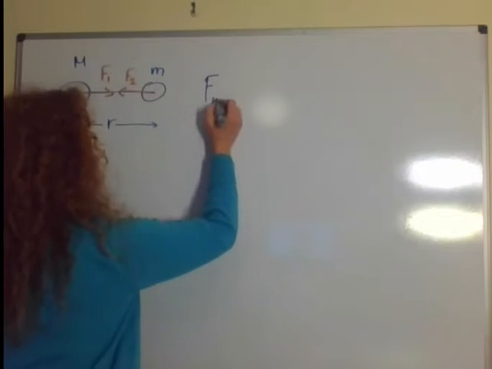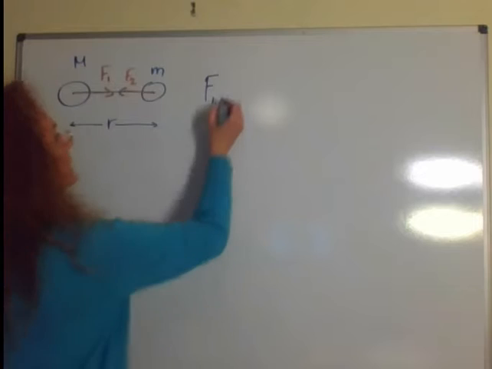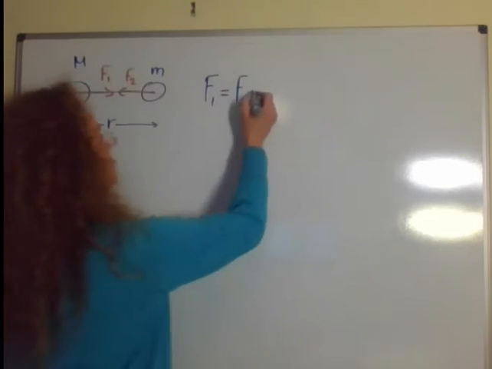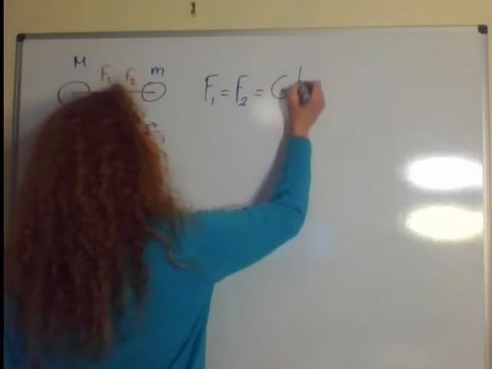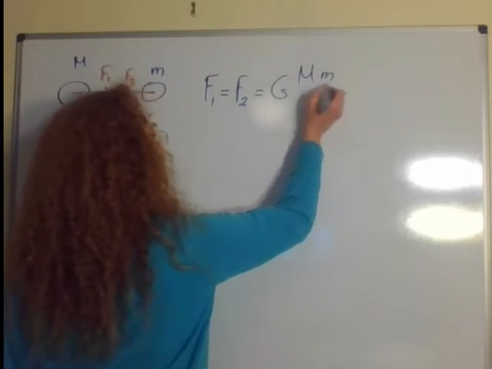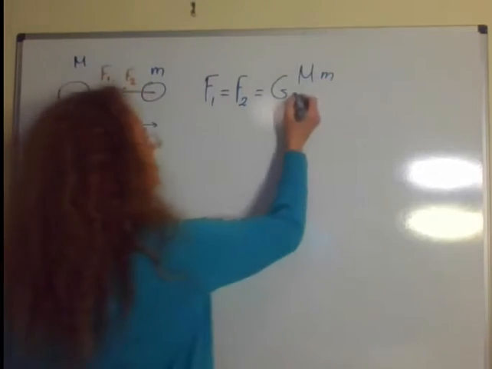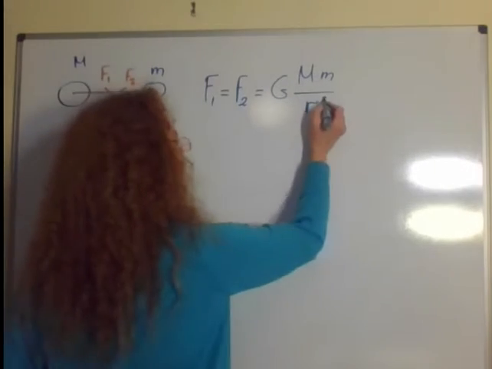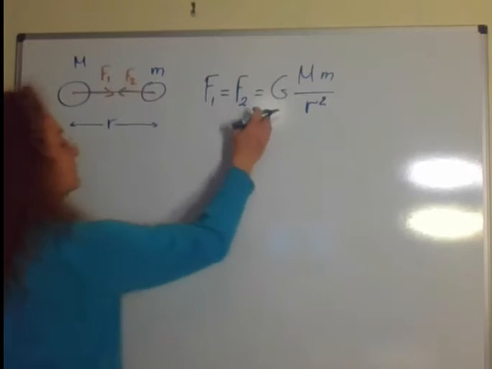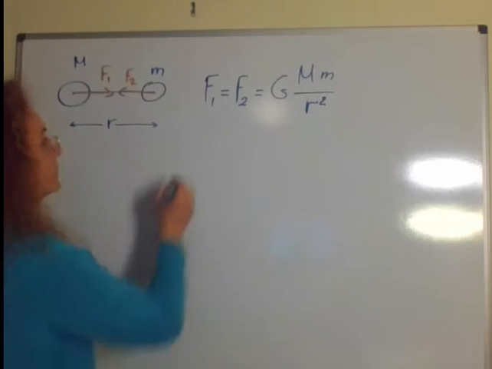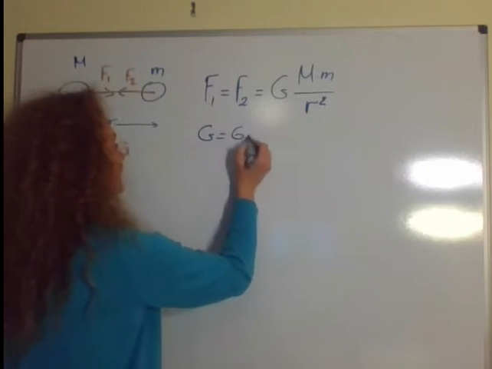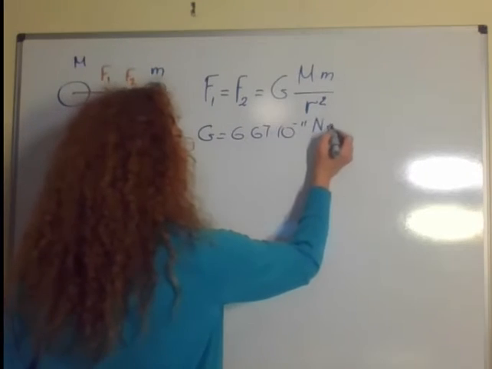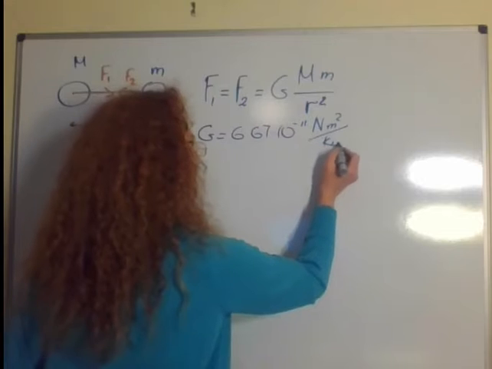So the two masses, any two masses, attract each other with equal forces, and these forces are given by the formula that includes the two masses, the distance between their centers squared, and this nice big G, which is the universal constant, which is 6.67 times 10 to the negative 11th newtons meter squared per kilogram squared.